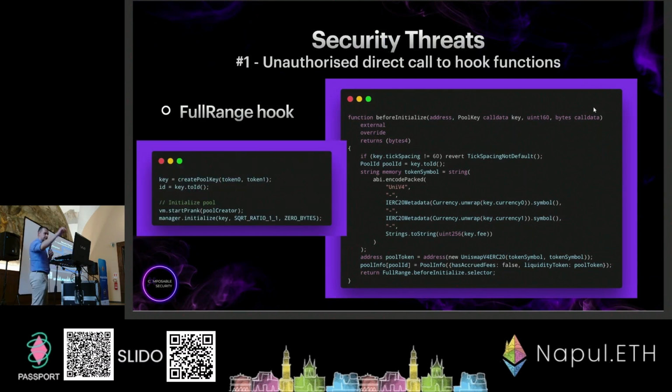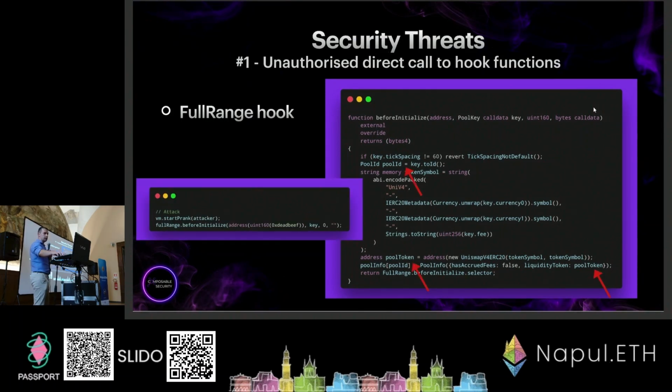But the problem here is that the before initialize function, one of the hook functions, is external because it's called externally by the pool manager, right? So it has to be protected somehow. In this example, it isn't. So anyone can call this before initialize function. It should be called only by the pool manager when you initialize the pool, when you call the initialize function on the pool manager. But now anyone can call it, and what happens if you call it again directly?